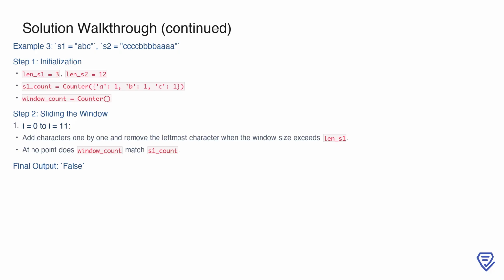For the last example, S1 is ABC, and S2 is CAB. Here, the length of S1 is 3, and the length of S2 is 12. The S1_count is A1, B1, C1, while the window_count starts empty. As we slide the window over S2, adding characters one by one and removing the leftmost character when the window size exceeds 3, we find that the window_count never matches S1_count. For instance, even though the window may contain characters like C, B, and A, their frequencies don't align with S1_count. This means there is no permutation of S1 in S2, and the final output for this case is false.